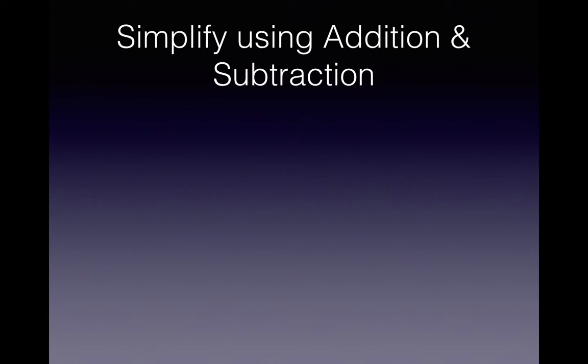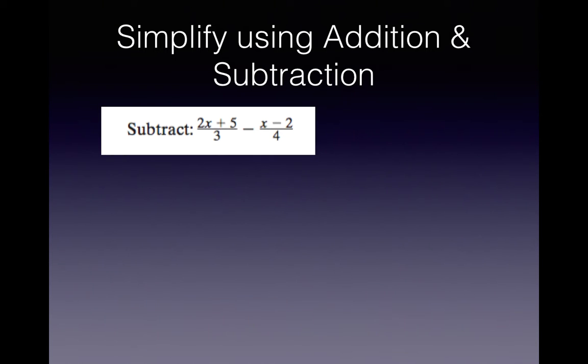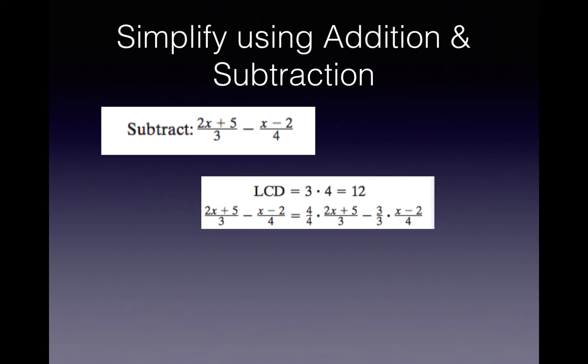So the next type of questions are simplifying algebraic fractions when there's a plus or a minus sign between them. So there we have two fractions. We have 2x plus 5 over 3, and we have x minus 2 over 4, and we're subtracting the right-hand one from the left-hand one. First thing to do, get a lowest common denominator, and that's 12.